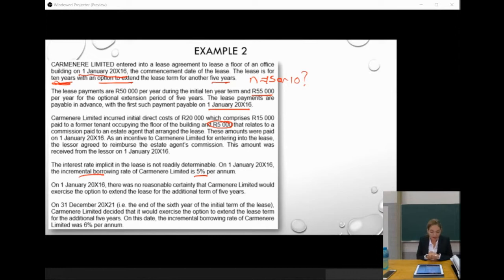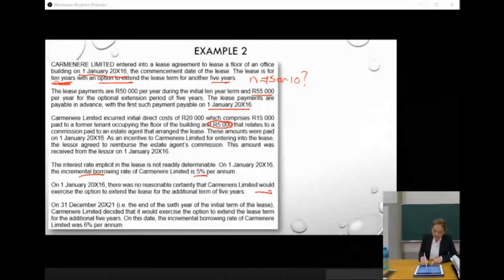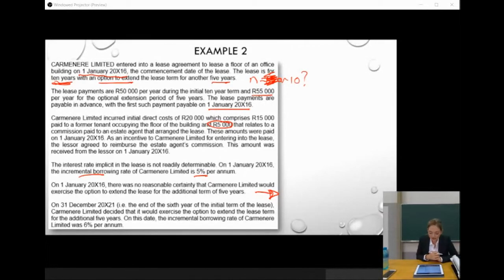Good. On the 1st of January X16, there was no reasonable certainty that Commoneer Limited would exercise the option to extend the lease for the additional term of 5 years. So this information here tells us that my N, for initial recognition, is only going to be the 10 years, the initial period.